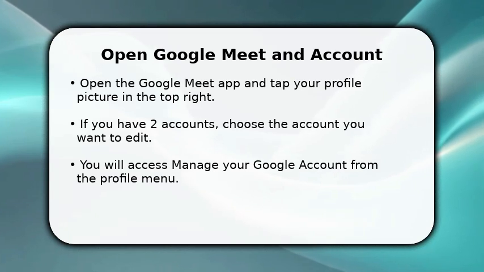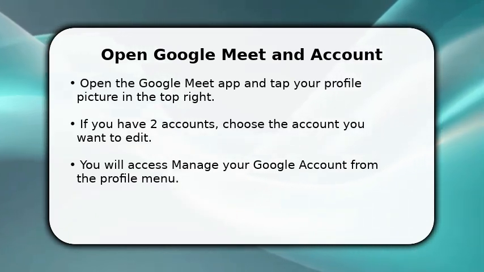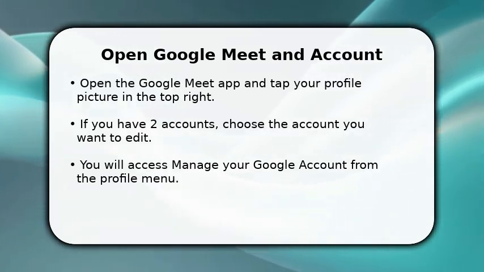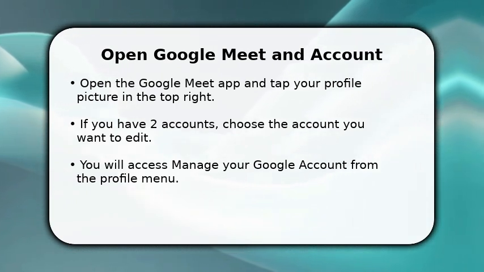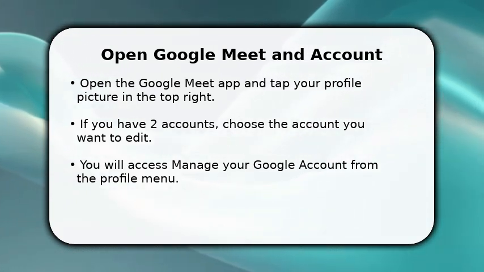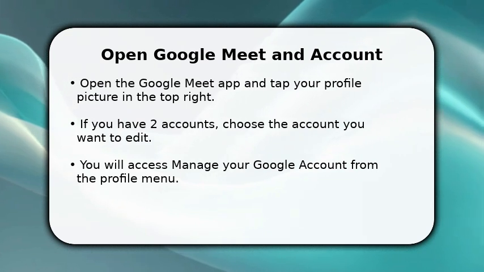Enjoy the video. Open the Google Meet app and tap your profile picture in the top right. If you have 2 accounts, choose the account you want to edit. Tap Manage your Google account from the menu to open account settings.